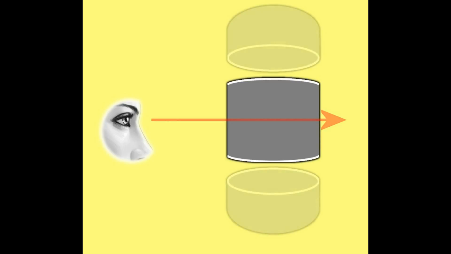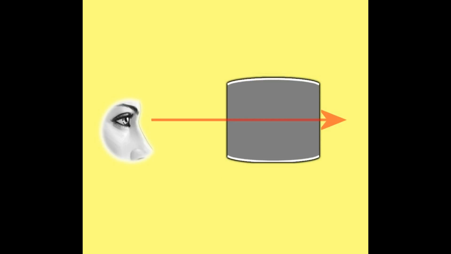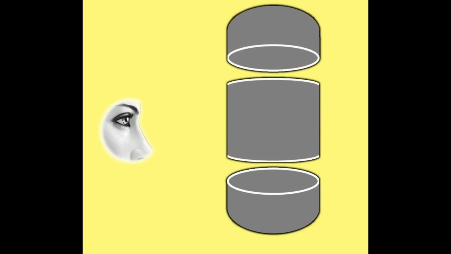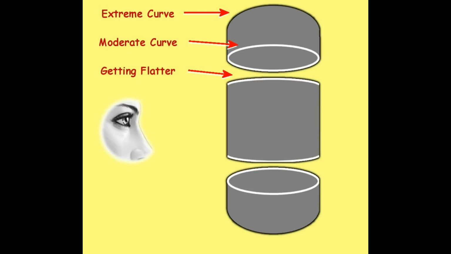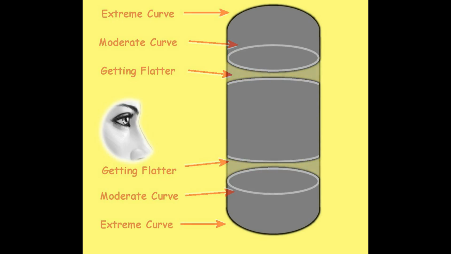So there are three different states of perspective: looking up, looking at, and looking down. And depending upon which one you are viewing, the type of curve that represents the edge of the cylinder is going to vary. The curves furthest away from your eye are going to be more extreme than the curves that are closer to your eye level.